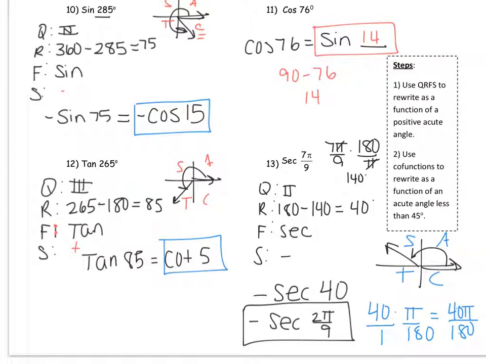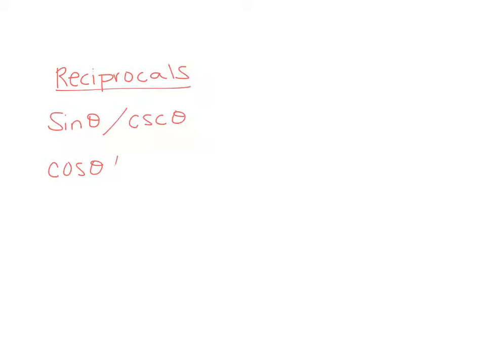Okay, so now what I'd like to do, if you have a piece of paper or if you have room to write it down, it might not be a bad idea. I want to talk about the difference between reciprocals and cofunctions. So I'm going to insert a new page here. Okay, so we learned reciprocals. And reciprocal pairs were sine theta and cosecant theta. What else? We had cosine theta and secant of theta. And we had tangent of theta and cotangent of theta. Those were my reciprocal pairs.